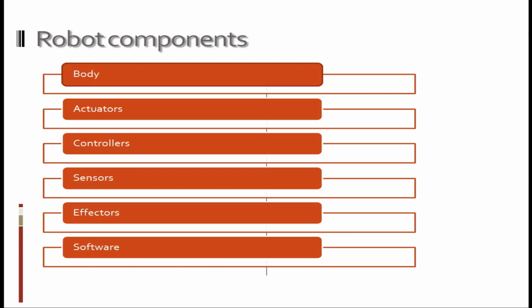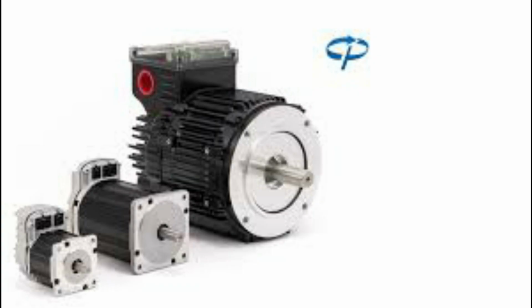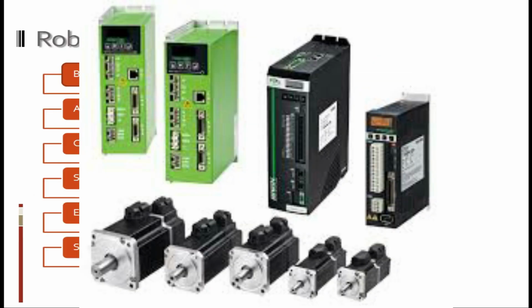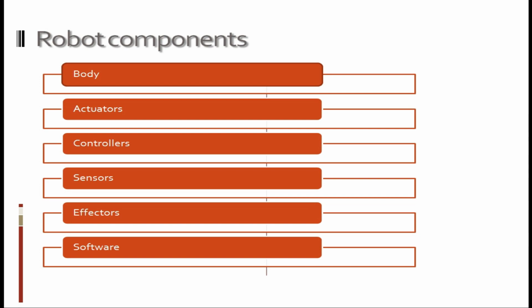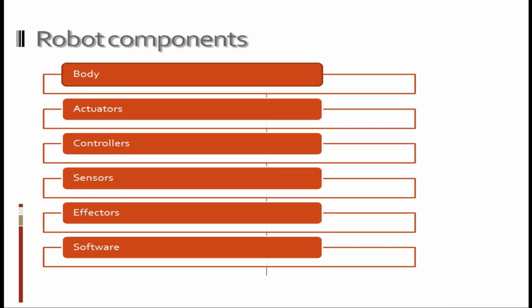Now let's take a look at the basic components a robot consists of. There are 6 types of components. The first is the body, the second the actuator, the third the controller, then the end effector, certain sensors, and the most important, the software. The actuators are the torque providing components of a robot. They can be servo motors, stepper motors, pneumatic pistons, hydraulic pistons, etc.